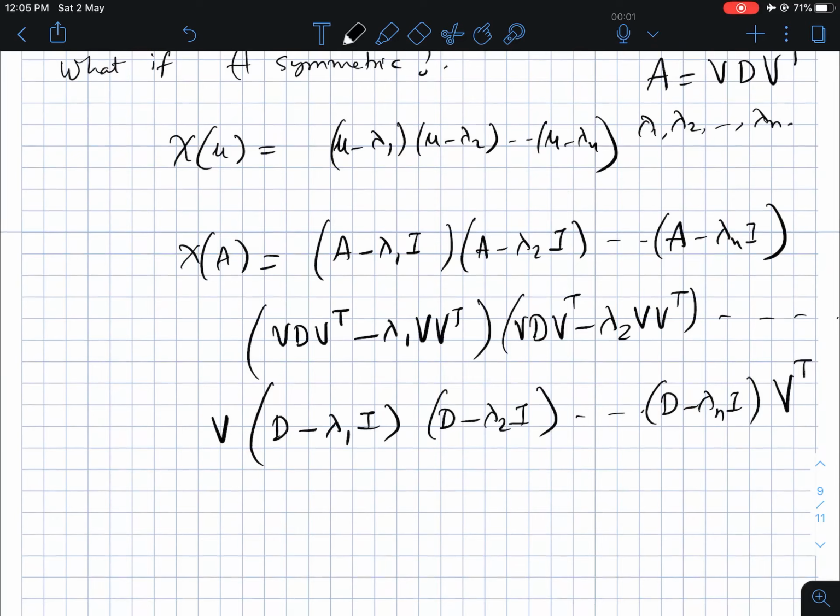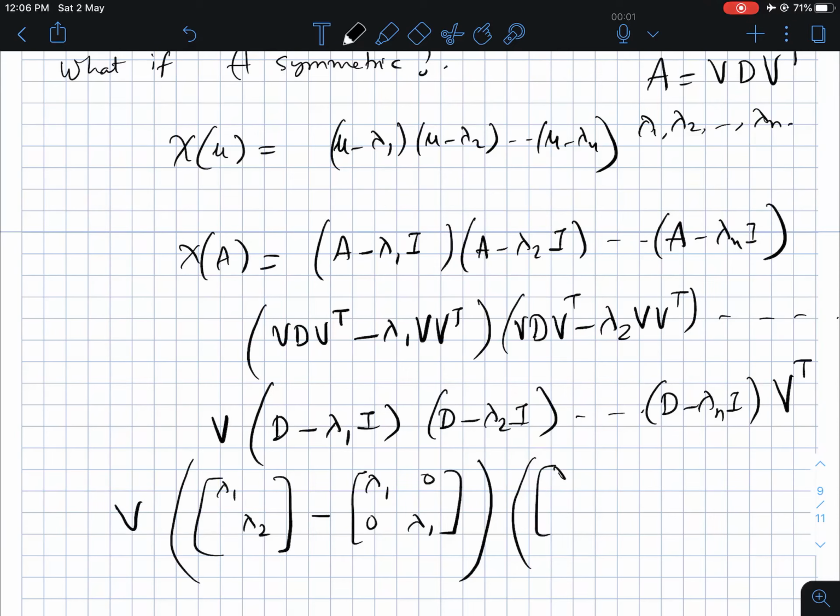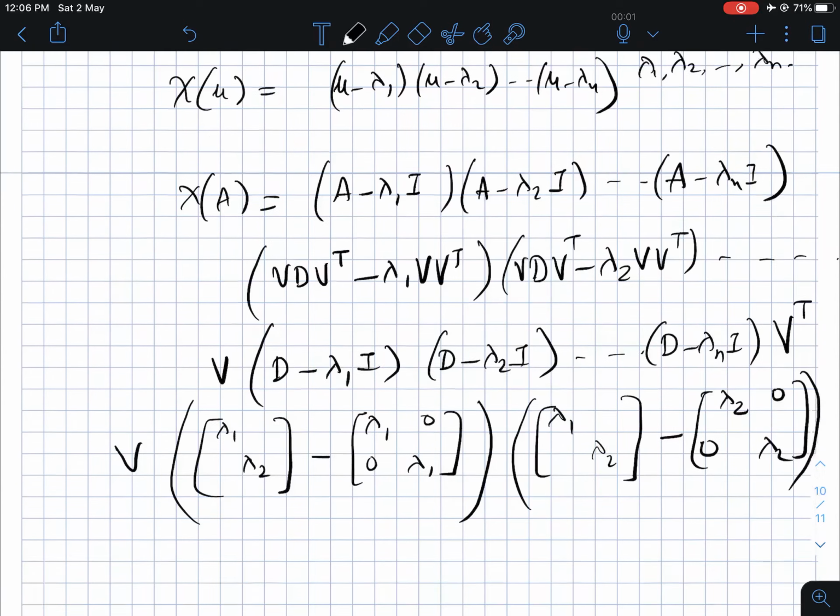Okay, so recall what D is. D is a diagonal matrix, right? That looks like this: lambda 1, lambda 2, something like this. It's a 2 cross 2 example. Then you just have lambda 1, lambda 2 minus lambda 1 I. That is just going to be lambda 1, 0, 0, lambda 1. Okay, this is going to be the first term here, V, and then D is going to be lambda 1, lambda 2 on the diagonal. I'm just taking a 2 cross 2 example to illustrate my point, right? And this is going to be lambda 2, lambda 2. Okay, this is going to be a V transpose outside here.